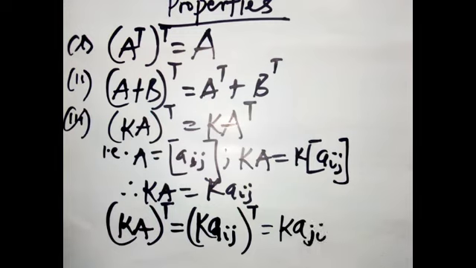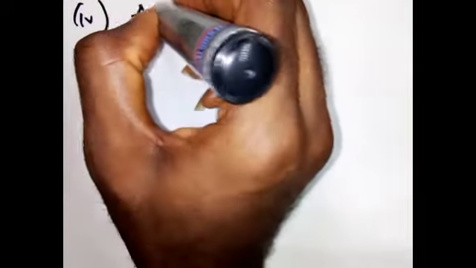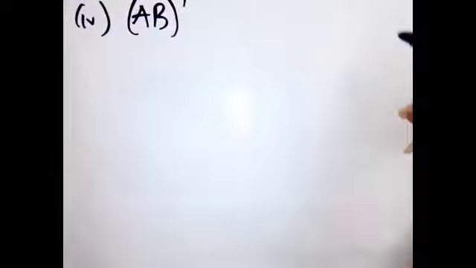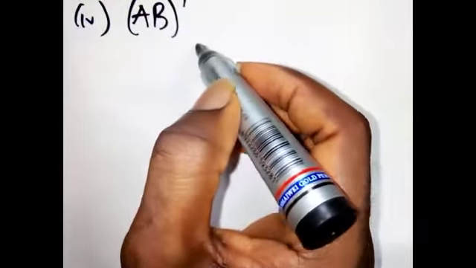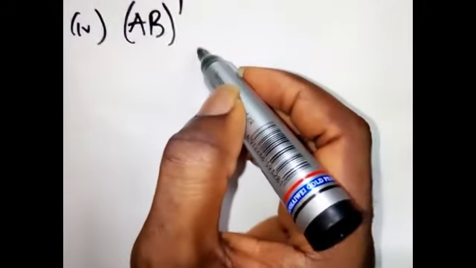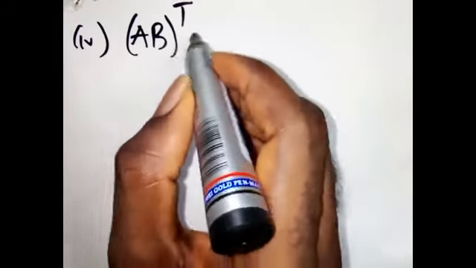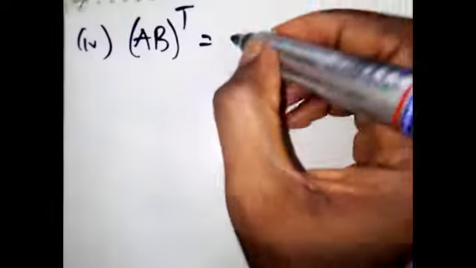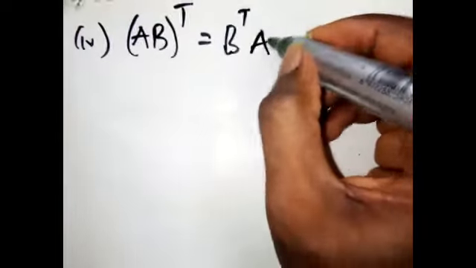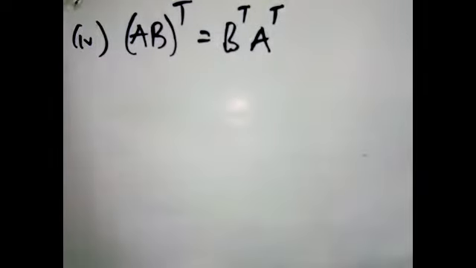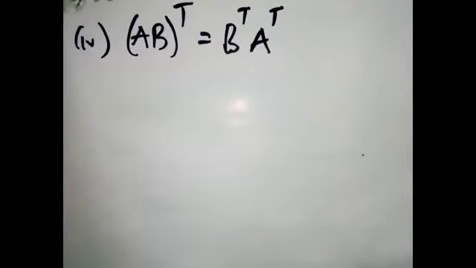Fourthly, given the transpose of the product of two matrices, this is still the same as the product of the transposes. So we'll look at these examples.